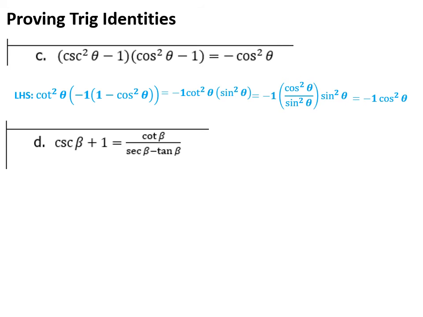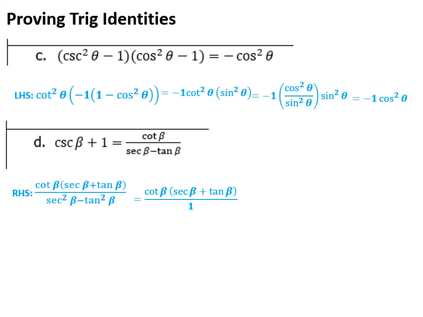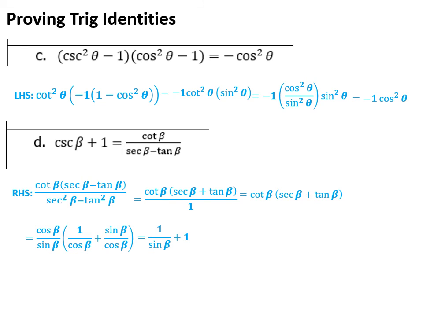Now on D, it looks like the right-hand side is a little bit more complex. So I started by multiplying top and bottom by the denominator's conjugate. That makes the bottom 1. And then cotangent's cosine over sine, secant's 1 over cosine, and tangent's sine over cosine. So on the first one, the cosines cancel. On the second one, everything cancels. So we have 1 over sine theta plus 1, and 1 over sine theta is cosecant, and we are done. Looks like the left-hand side.